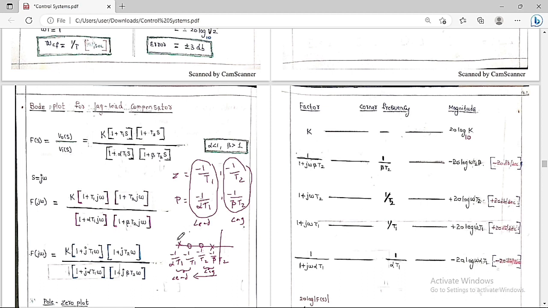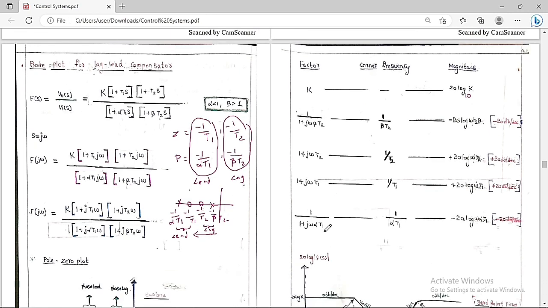So finally we are going to encounter the pole. The pole is the term 1 by 1 plus j omega alpha t1. So the time constant is basically alpha t1, and the cutoff frequency is equal to 1 by time constant, so 1 by alpha t1. Below this, the Bode plot magnitude is 0. And above this, we are going to get a Bode plot magnitude of minus 20 log of omega times the time constant alpha t1. So this is minus 20 decibels per decade. So this is all about this one.